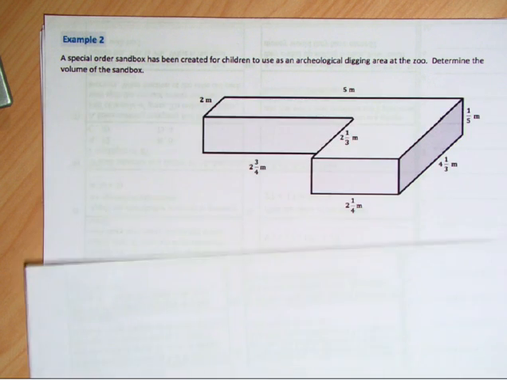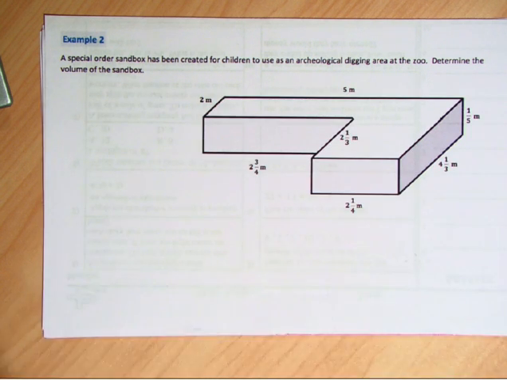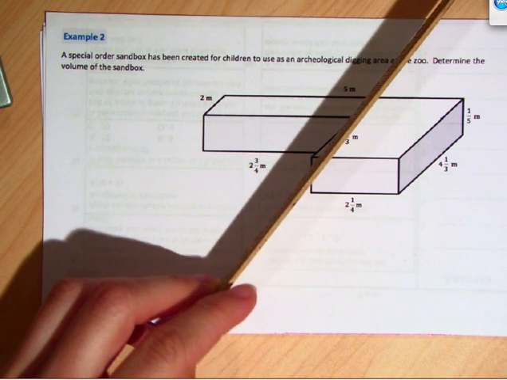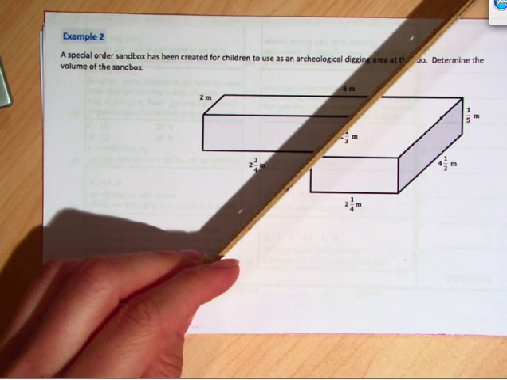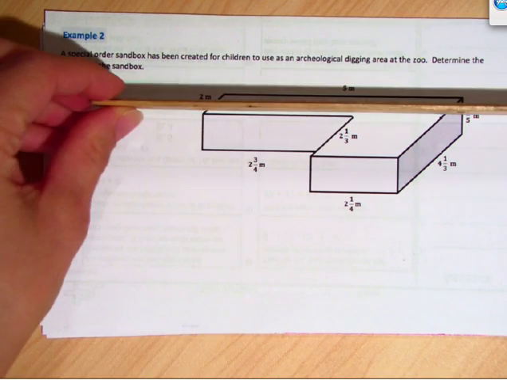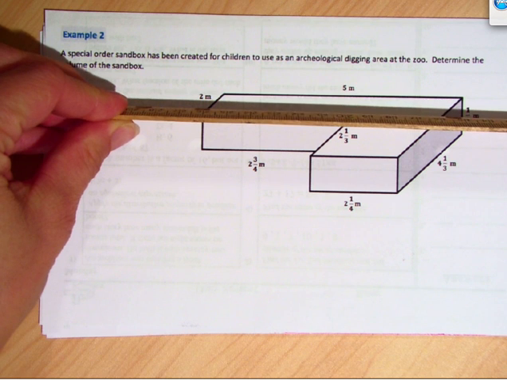Okay, here is our sandbox. It's custom build, custom order. Oh boy. Okay, well we have to find the volume of the sandbox. This is going to be a challenge. All right, I'm going to use my ruler to show you where we could split it. We kind of have to split it like we did our composite two-dimensional figures. We could split it right here and have one on the left and one on the right. Or we could split it right here and have one on the top and one on the bottom.